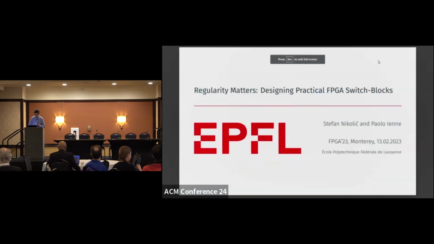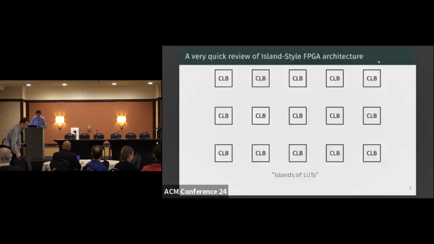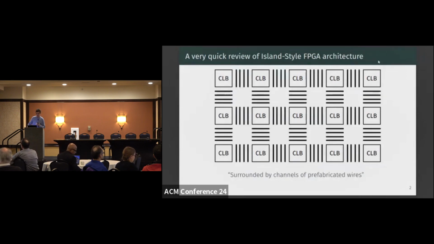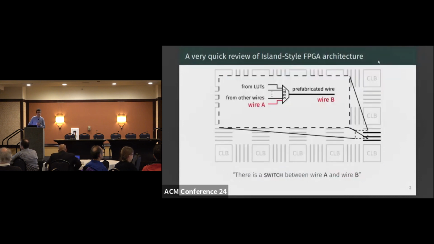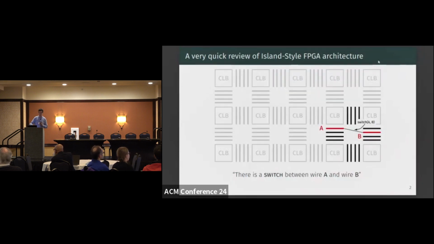Okay, so to begin with, just to make sure that we're all on the same page, I'll quickly go through what we mean by switch blocks. Here we can see how an FPGA typically looks. There are clusters of lookup tables arranged in a 2D grid, surrounded by channels of prefabricated wires. At the input of each wire, there is a multiplexer driving it that takes some of the inputs from the lookup tables and the remaining ones from the other channel wires. When a wire A gives an input to the multiplexer driving wire B, we say that there is a switch between A and B. We signify this by the corresponding line between the 2 wires.